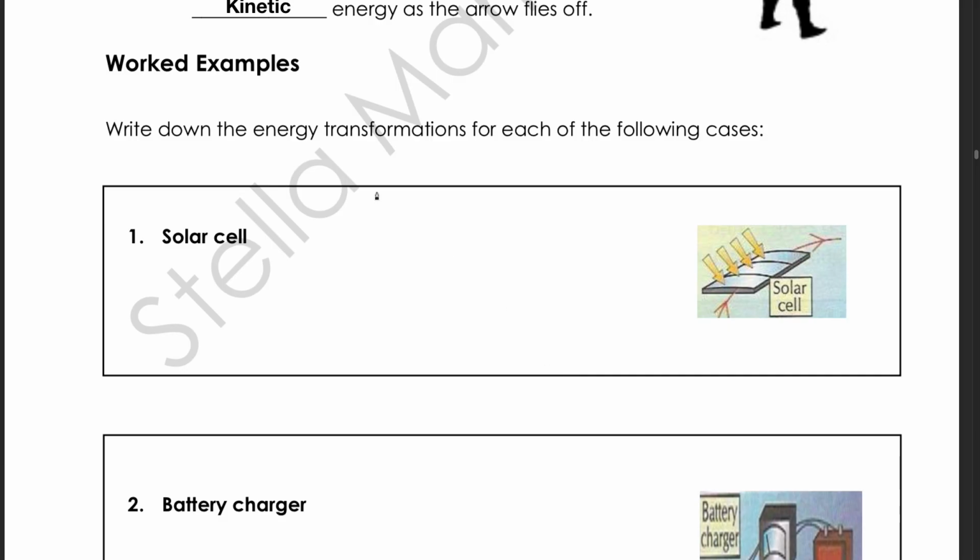Worked examples. Write down the energy transformations for each of the following cases. So we will be having a diagram on the right, and in each case we have to identify what type of energy it started off as and what it was changed into. Number 1. A solar cell. So this is a device that turns sunlight into electricity. Therefore we have sunlight, which is light energy, becoming electrical energy.